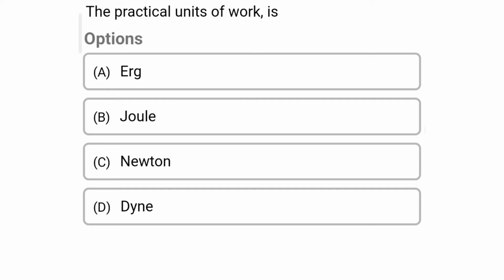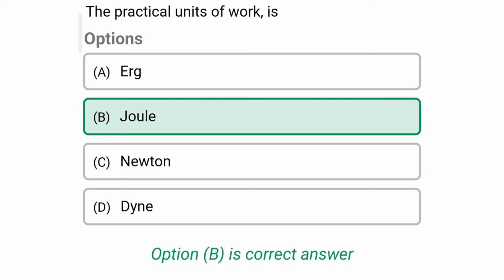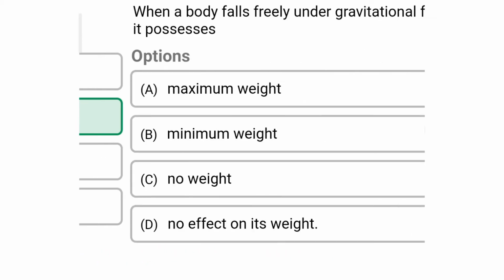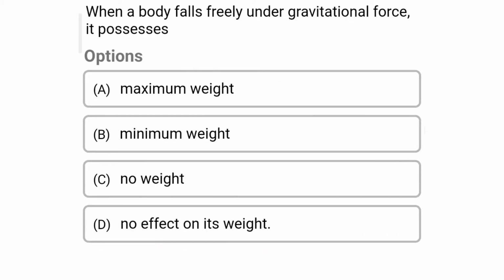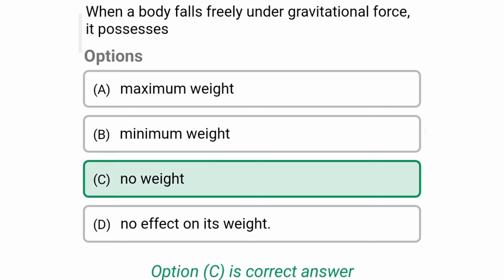So next question, the practical unit of work is option A energy, option B joule, option C Newton, option D Dyne. So the correct answer is option B joule. So next question, when a body falls freely under gravitational force, it possesses option A maximum weight, option B minimum weight, option C no weight, option D no effect on its weight. So the correct answer is option C no weight.